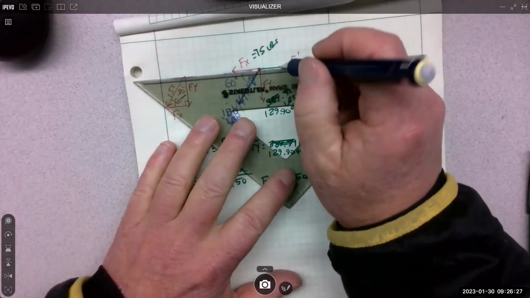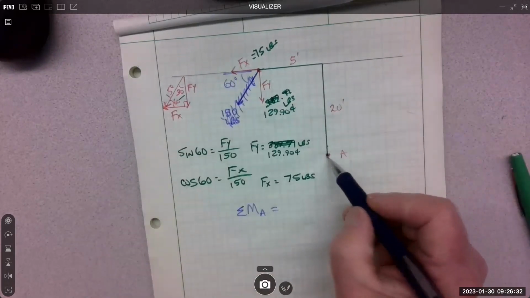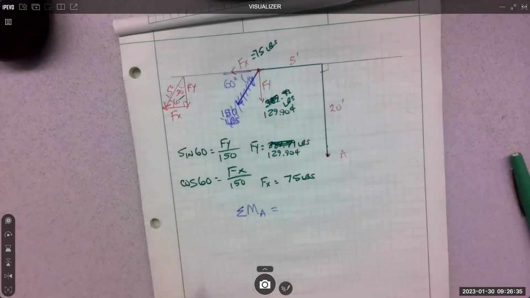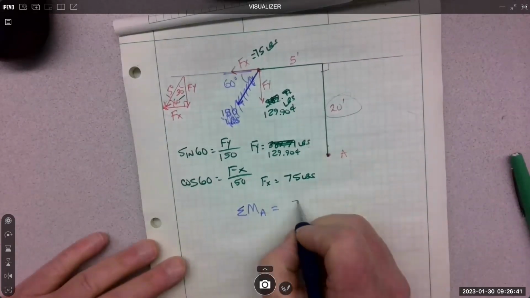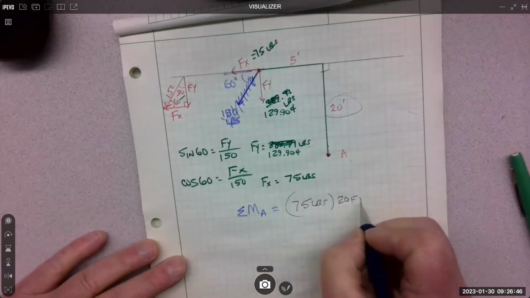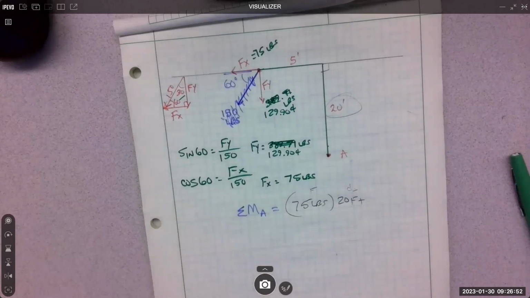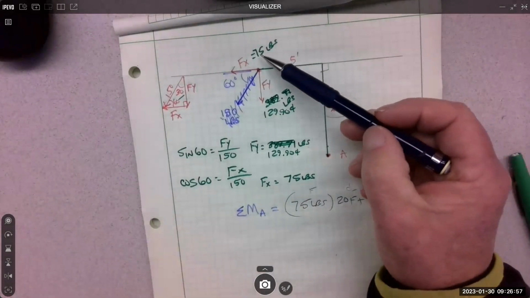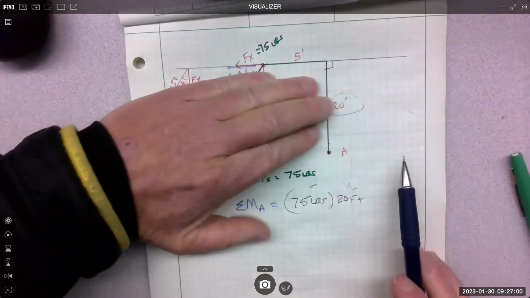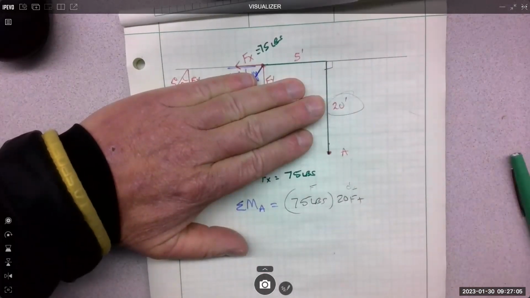Extend its line of action way out here. Where's the perpendicular of this line with point A? Right here, perpendicular, 20 feet, right? So it's 75 pounds times 20 feet, force times distance perpendicular. What's its rotation? Again, we're completely focused on the 75, on that force right there about that point, and that's all you look at when you're doing a moment.